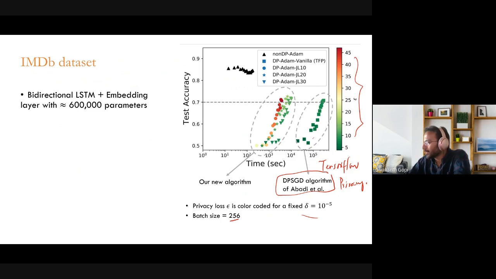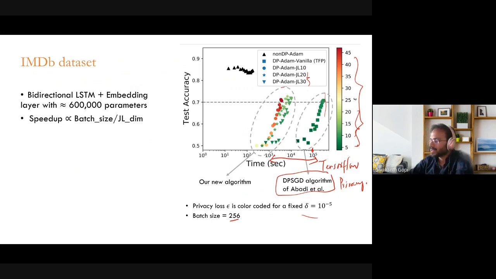You see that this takes a really long time, of the order of 10 to the 5 seconds, and this whole training took us 2 days. Whereas these are our JL algorithms, with 10, 20 and 30 projections. For 10, as we've seen, the privacy is bad, so it goes to very high values of epsilon. But JL 20 and 30 are pretty nice. As we have seen, the privacy curve of JL 30 is very similar to DP-SGD, but there is a big gap here, almost 2 orders of magnitude in running time.